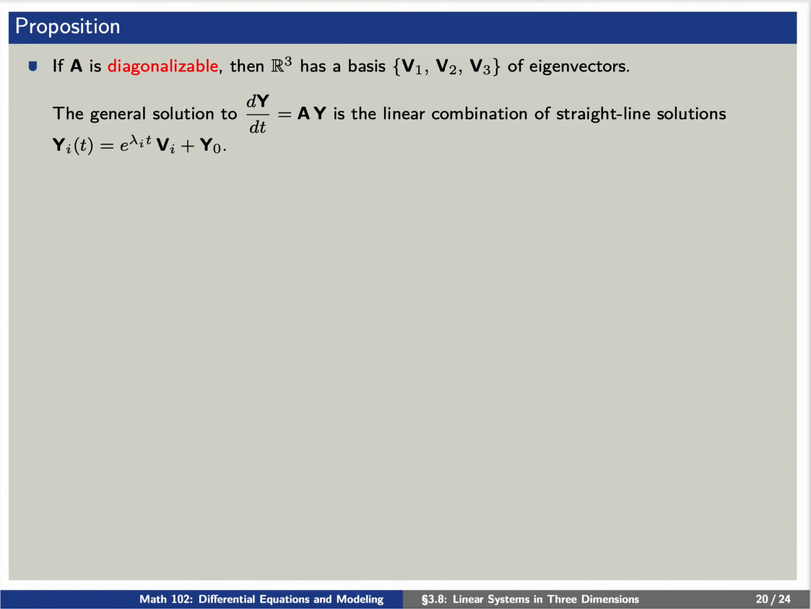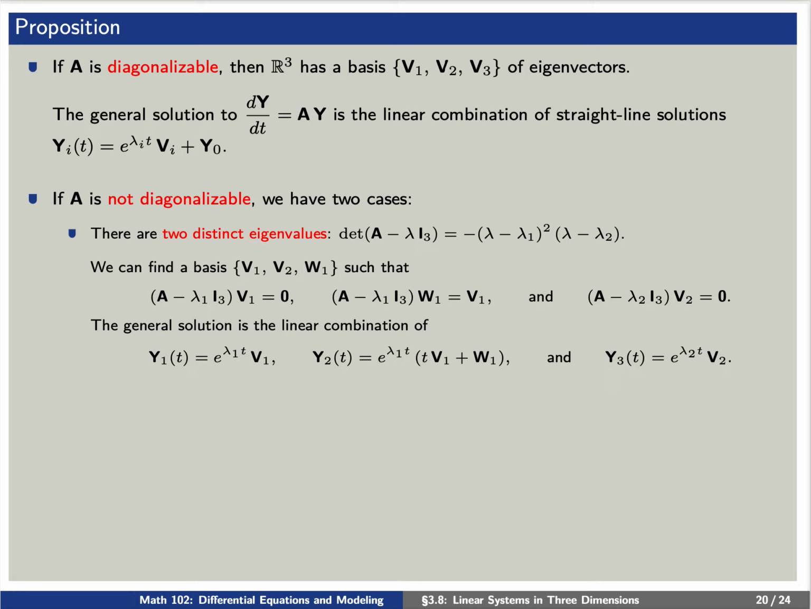Now, what if we want to find the general solution to our three-dimensional system? Well, as mentioned before, if A is a diagonalizable matrix, then we can find the basis of eigenvectors, and hence the general solution is just a linear combination of straight line solutions. However, if A is not diagonalizable, then we cannot find the basis of eigenvectors. But we can find two other types of bases that will give us the general solution that we seek.